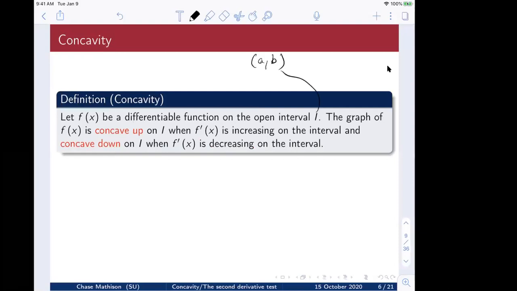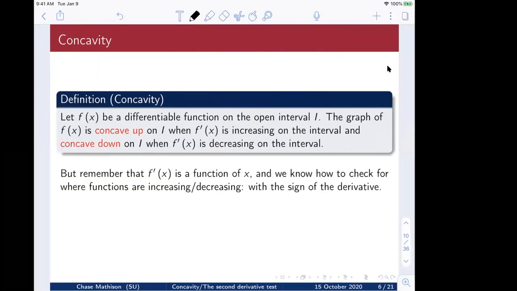So f prime is increasing really means, we know how to check if a function is increasing or decreasing, right? We just take the derivative of the function. But now we're checking where f prime is increasing, so I want to take the derivative of f prime. We'll see that in a second. That's how we're going to check for concavity, by looking at f prime prime.